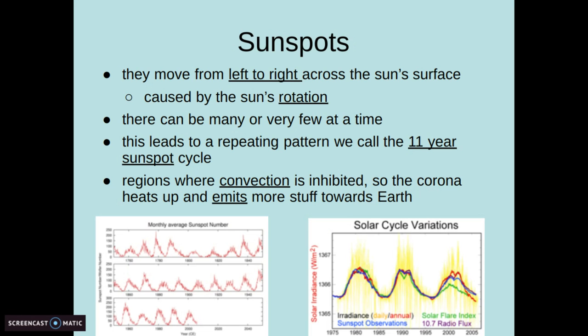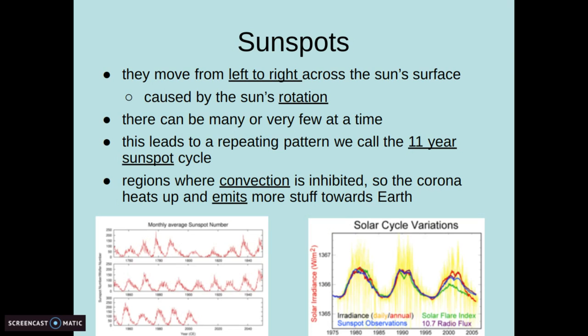They also move from left to right across the surface of the sun. This is caused by the sun's rotation. That's why they move the way they move. There can be very many sunspots at a time or very few at a time, and it does happen in a pattern. So the repeating pattern is called the 11-year sunspot cycle.